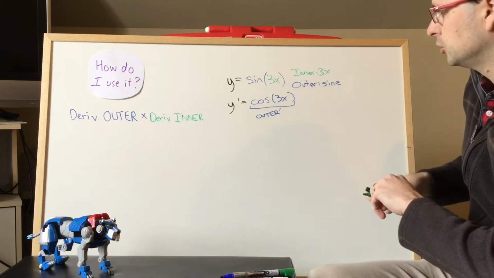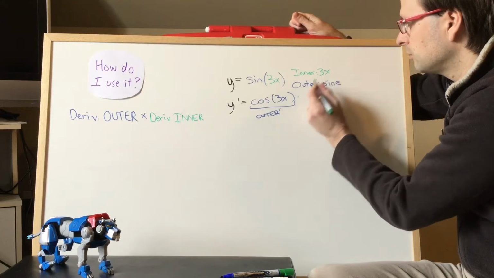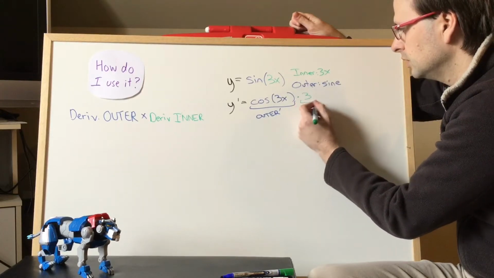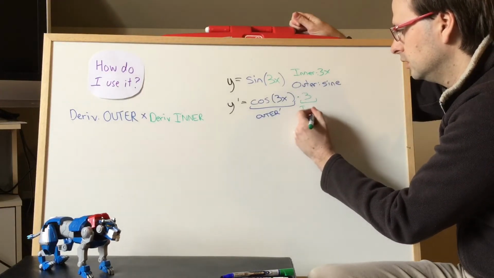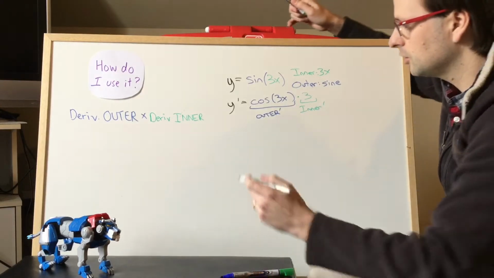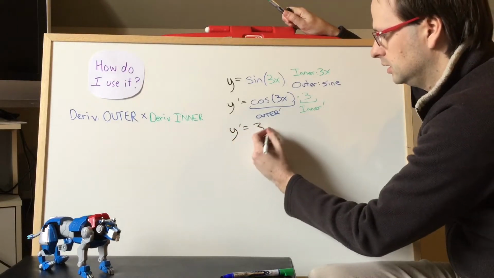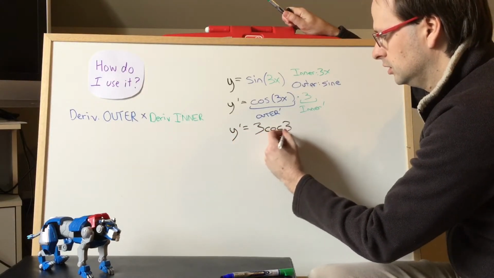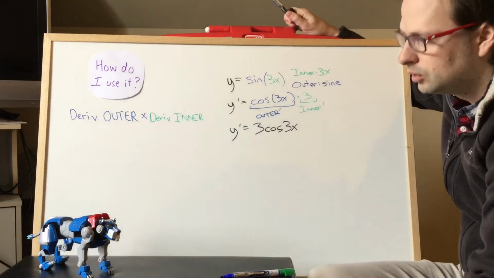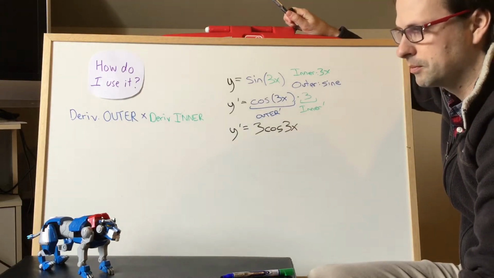And then I multiply the whole thing by the derivative of the inner. Derivative of 3x is just 3. I'll call that inner prime. And that means that the whole derivative is going to be 3 cos 3x. We can quickly go through a couple of other ones, but maybe we won't color code them.